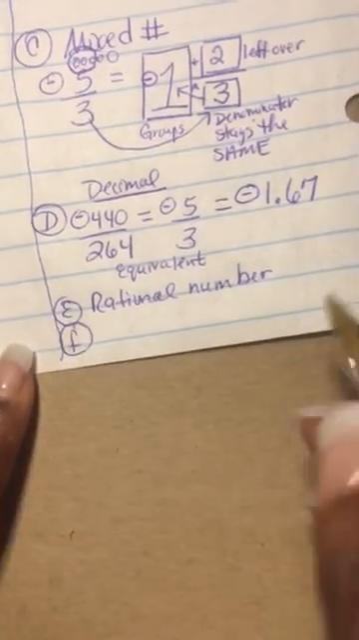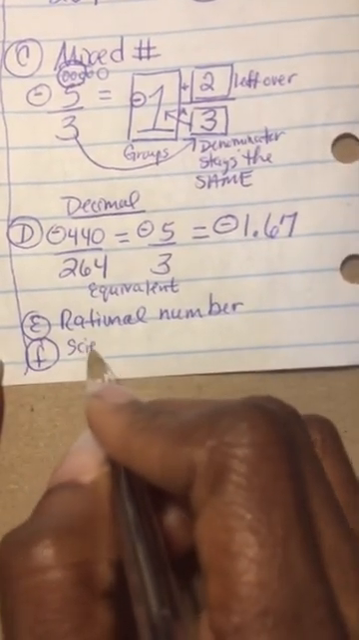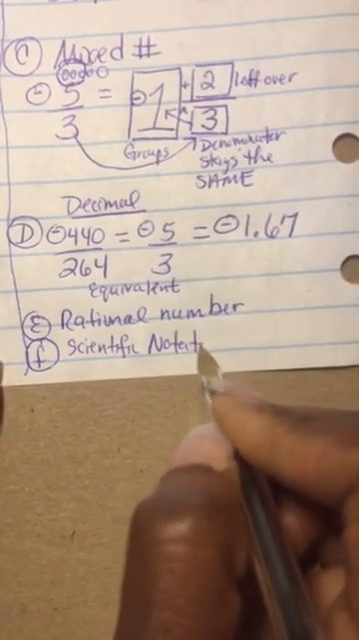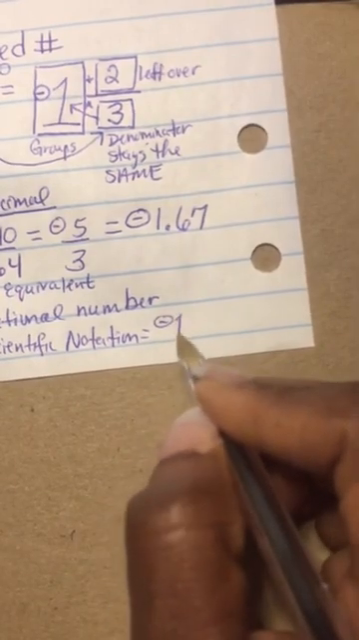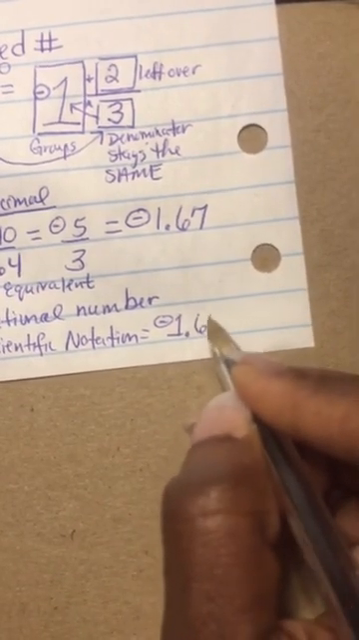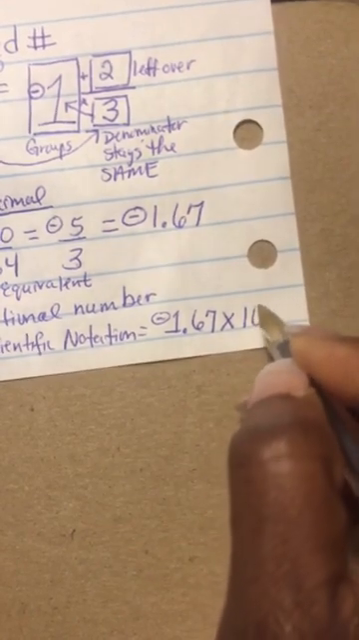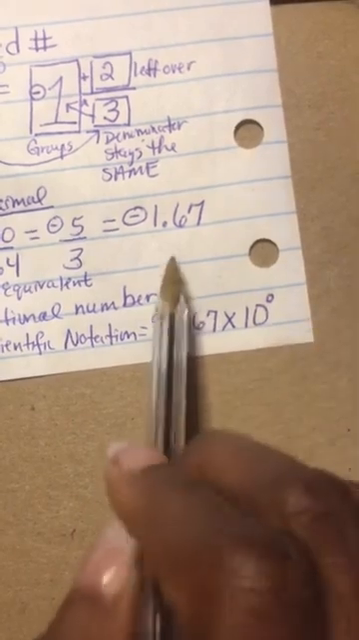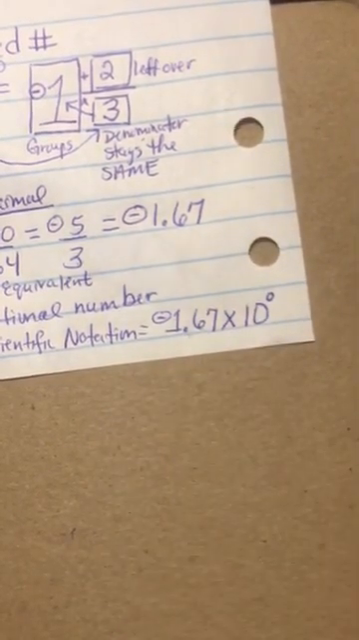F, in order to write this number in scientific notation, scientific notation just says I need 1 number in front of the decimal. And you always multiply it by some exponent of 10, which in this case will be 10 to the 0 power, because I didn't have to alter this number at all. It's already in scientific notation format.